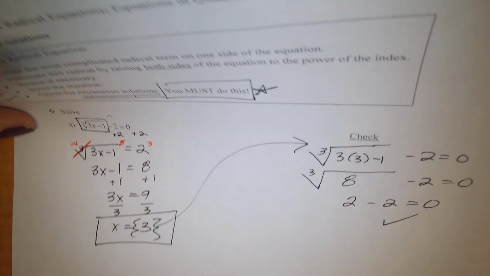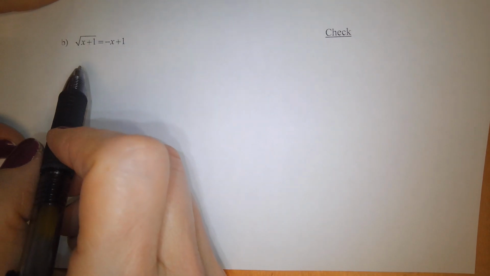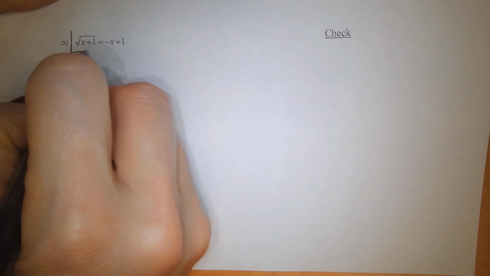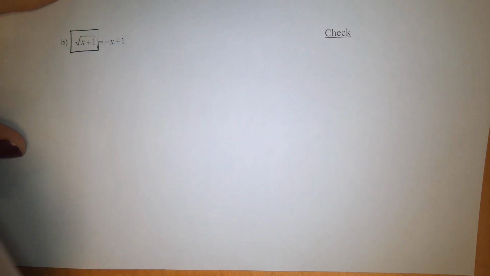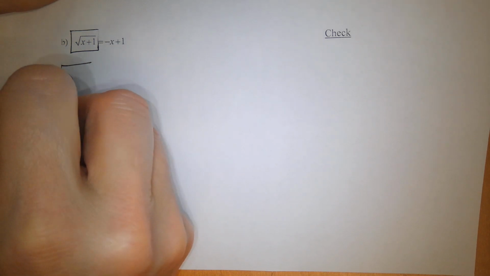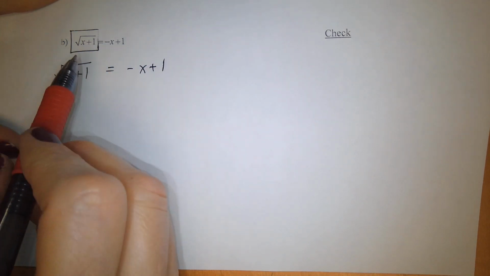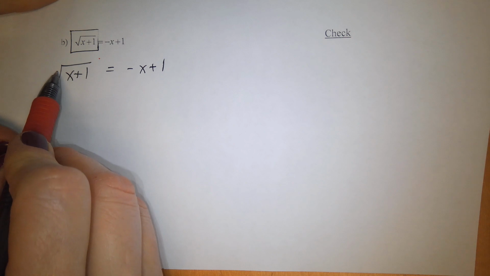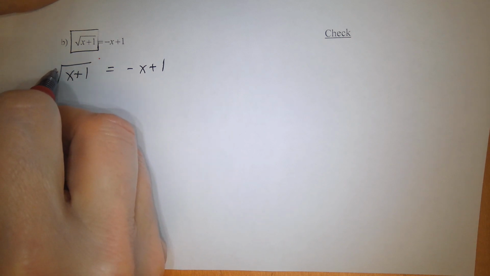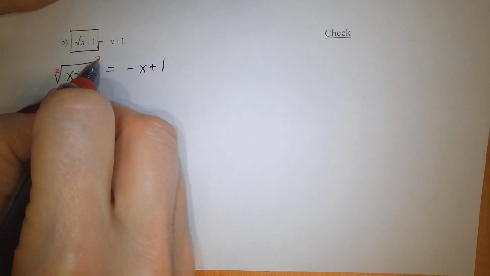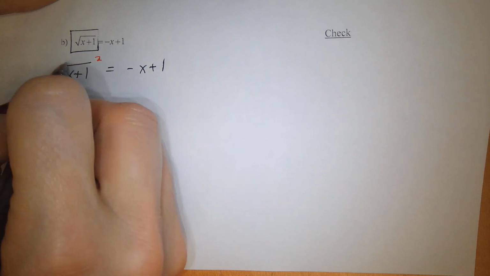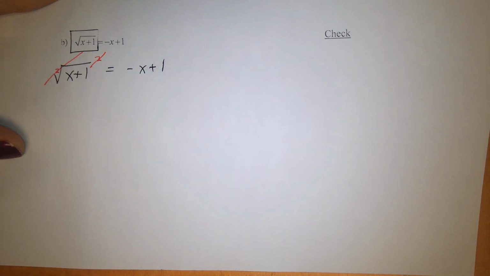Let's try another one. Remember, the first step is to isolate the radical. This radical is already isolated. It's all by itself on the left-hand side. So how do we get rid of a radical? Well, we take it to the power that matches the index. In this case, the index is 2, so we're going to take this whole thing to the squared power. That's going to undo the radical.